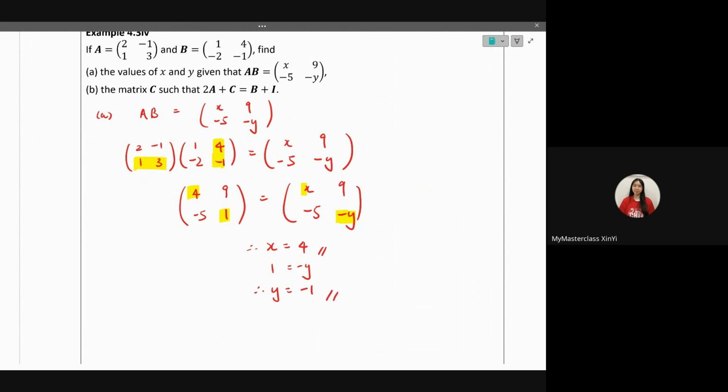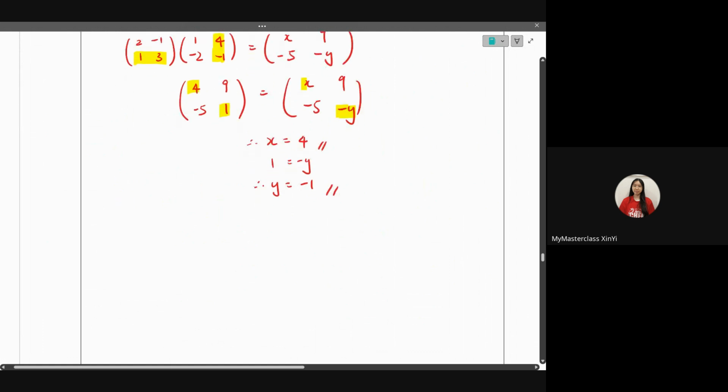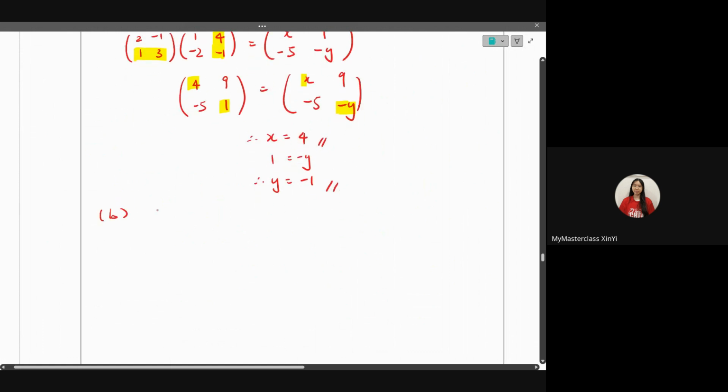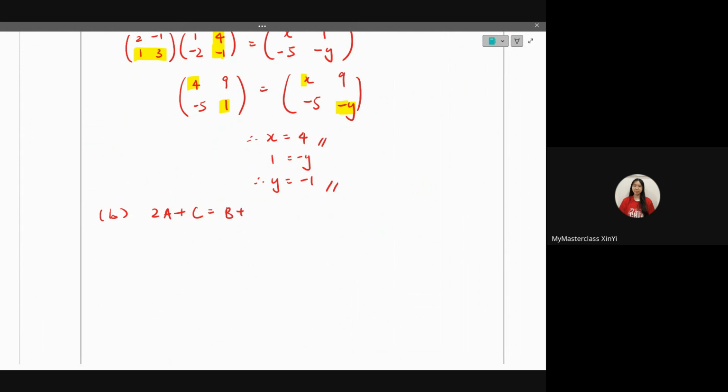Then for part B, you are given 2A plus C equals B plus I, and you're supposed to find matrix C. First let's sub in. Your I is your identity matrix. Here, the first thing is a scalar multiplication, and the rest are all additions of matrices.